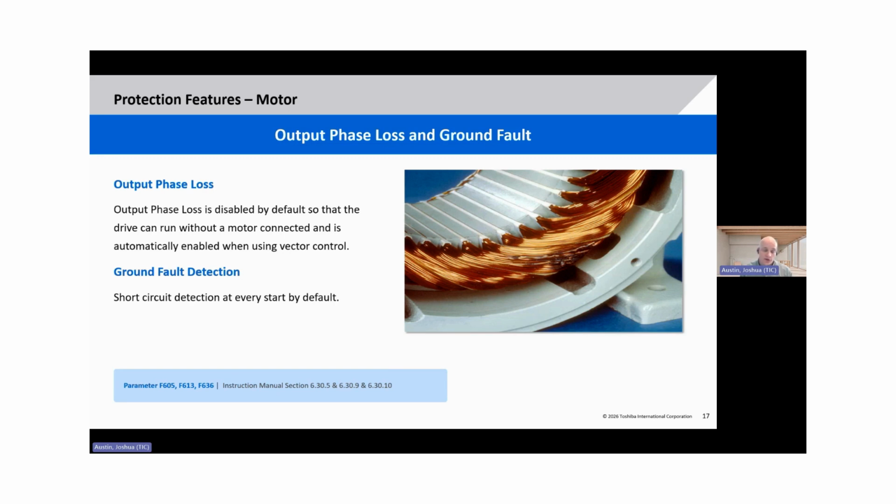On the output side, we talked about input phase loss earlier. Now, on the output side, we're trying to protect the motor. So the same way as on the input side, if we lose an output phase, because we are using 3 phases to control whether it's an AC induction motor or a permanent magnet motor, we need to know and we need to shut down the drive when we lose a phase so that we adequately protect that motor.